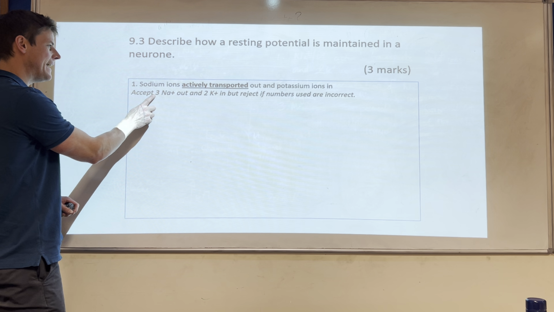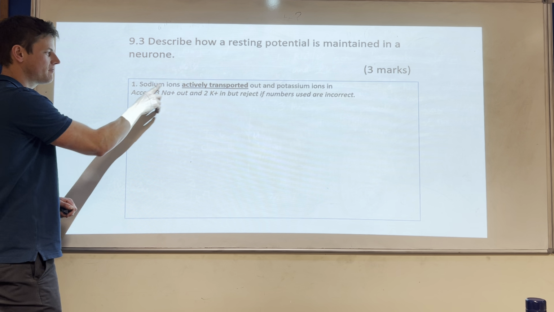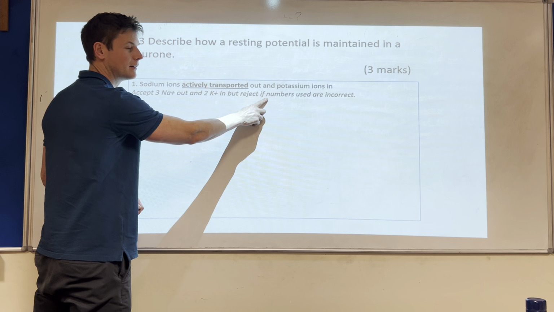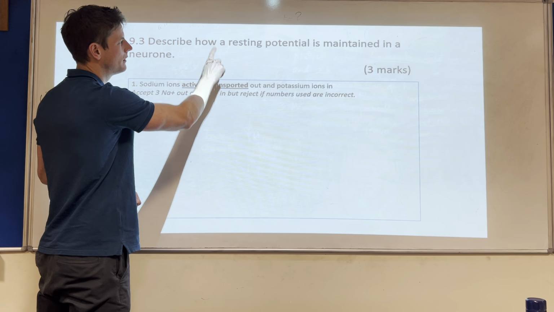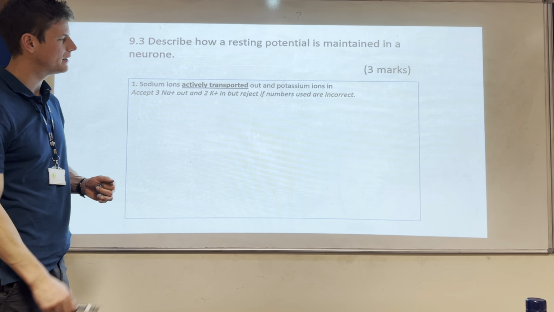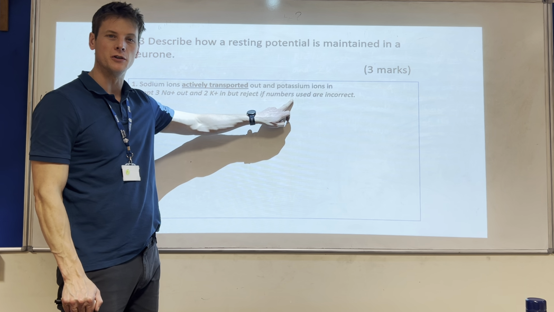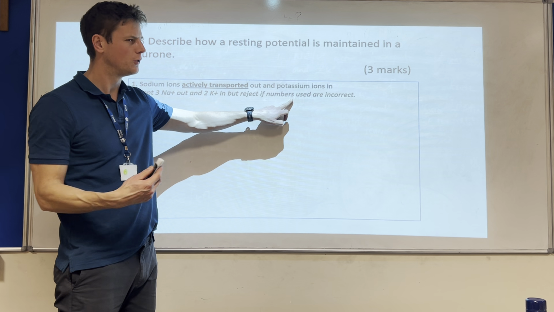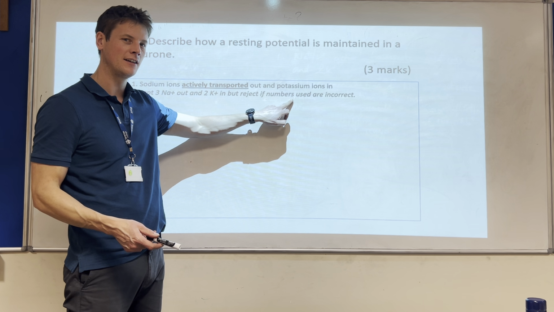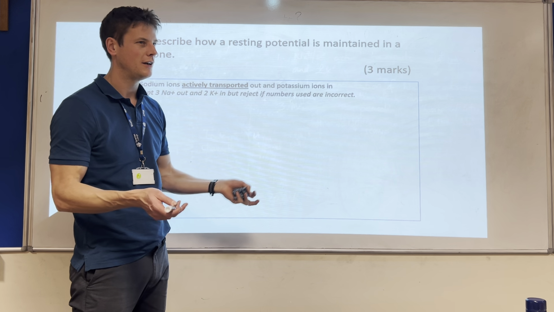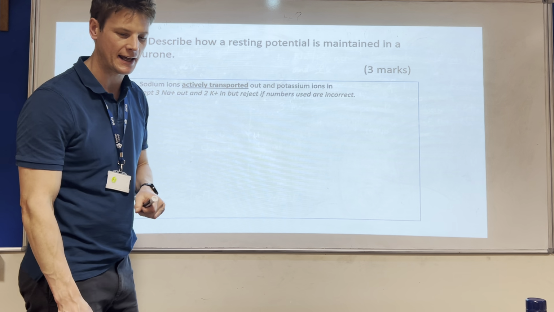Now, here, this is that 3 sodium ions out for every 2 potassium ions in, but just be careful of this. This was on the AQA November 2021 paper. They rejected it if the numbers used were incorrect. And also, if you do this in your essay, and you get the numbers wrong, it would be counted as a fundamental error.